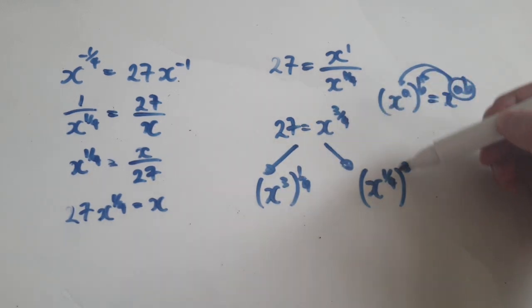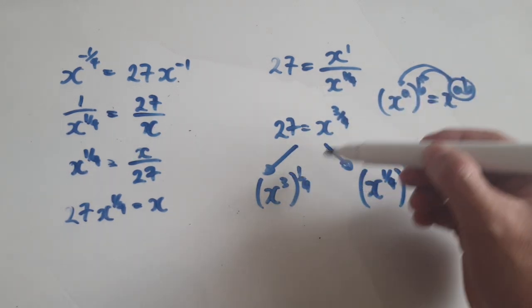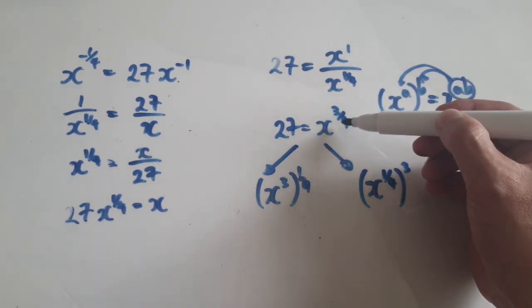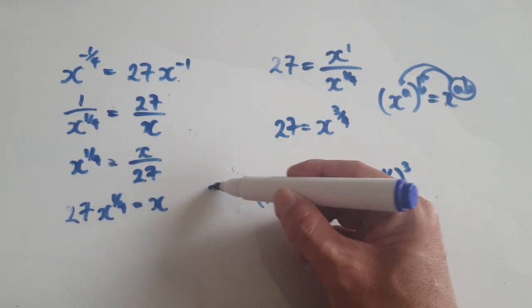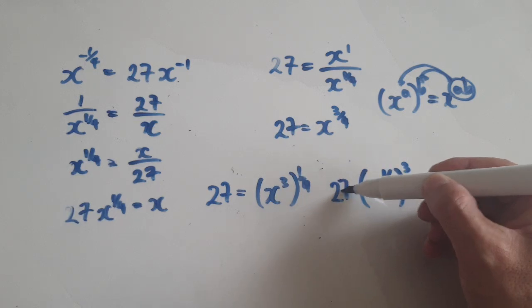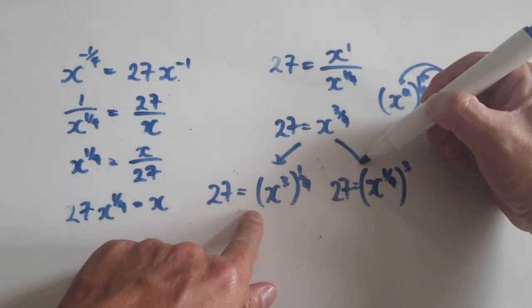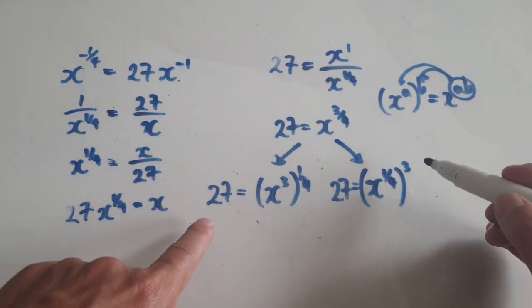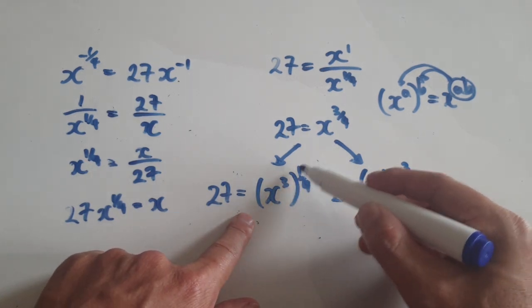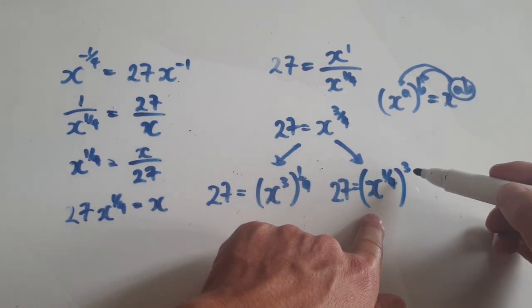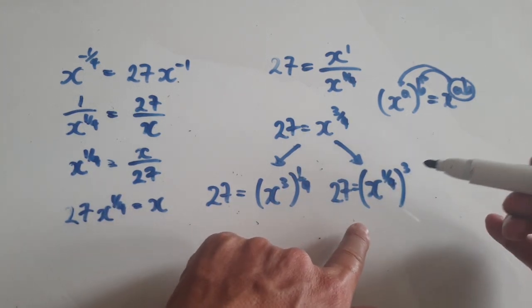Look at 3 over 4. Well, this times this will give me 3 over 4. This times this will give me 3 over 4. So really, from here, you can branch out into 27 equals this, or 27 equals this. So from here, you can either choose to work with this, or you can choose to work with this. So now the question is, is it easier to power both sides by 4, or is it easier to cube root both sides? Which is easier? Well, it turns out that this is easier. So let's work with this.